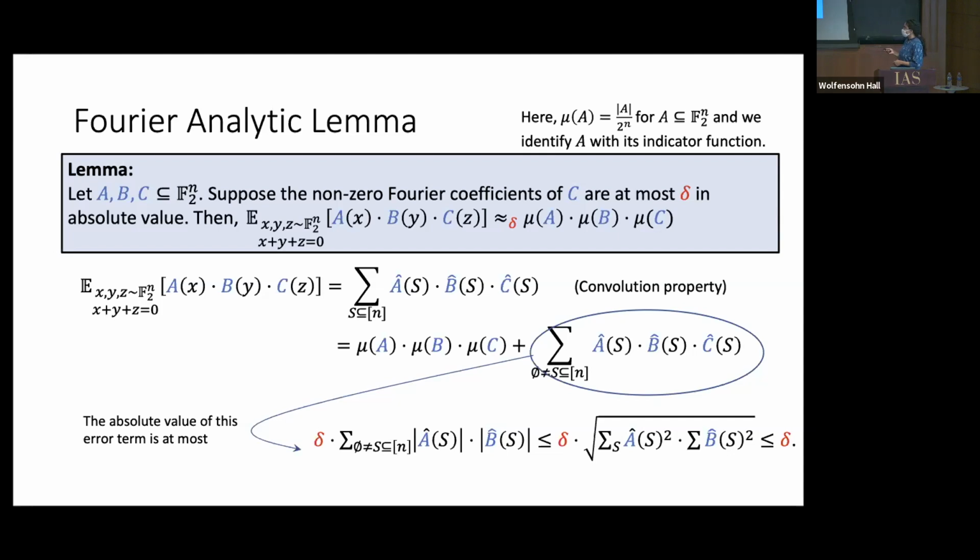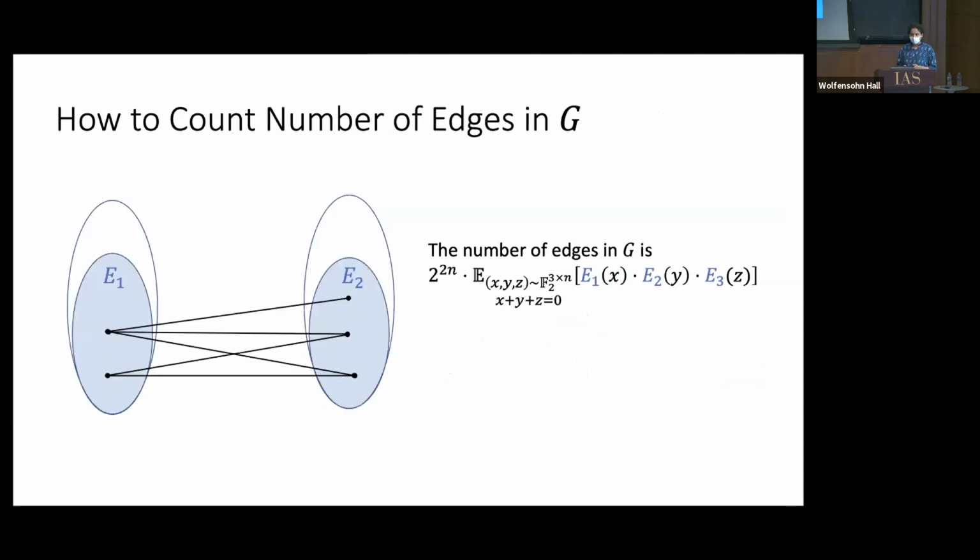So let me give you an example of how to use this lemma. Let's, for instance, try to count the number of edges in G. Finally, we want to count the number of bow ties and the number of bow ties containing an edge and so on. But let's just look at this toy example of counting the number of edges in G. So how do you count the number of edges in this graph? For every input in your event, you have an edge in this graph. So the expression for the number of edges is exactly 2 to the 2n times the expectation of E1x, E2y, E3z under the GHZ distribution. So each of these gives you an element in your event, and that gives you an edge.